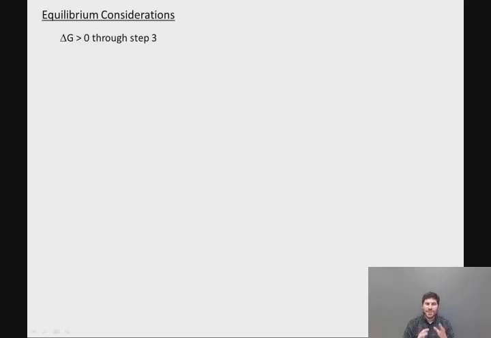Okay, so having talked about those features of individual steps, I want to finish this discussion by talking about equilibrium considerations for the reaction overall. So through the first 3 steps, delta G is going to be positive for this reaction, which means if that was all there was to it, this reaction would not take place. We would not be talking about a Claisen condensation, and Ludwig Claisen, who discovered it, would not be a famous chemist.